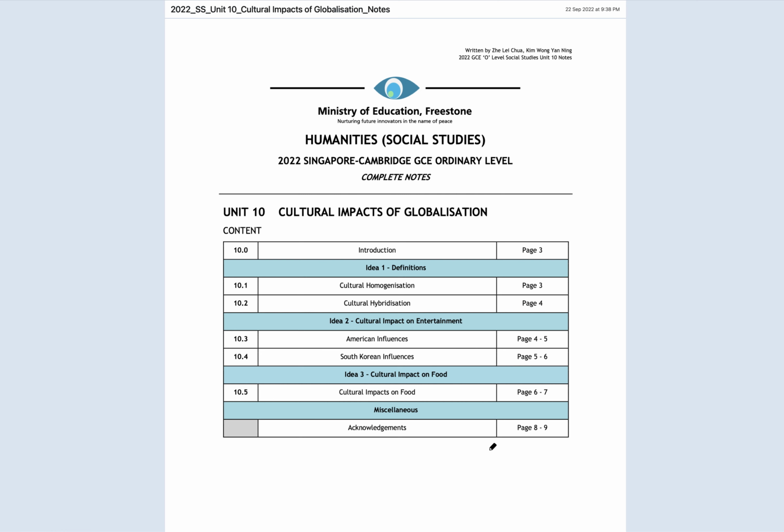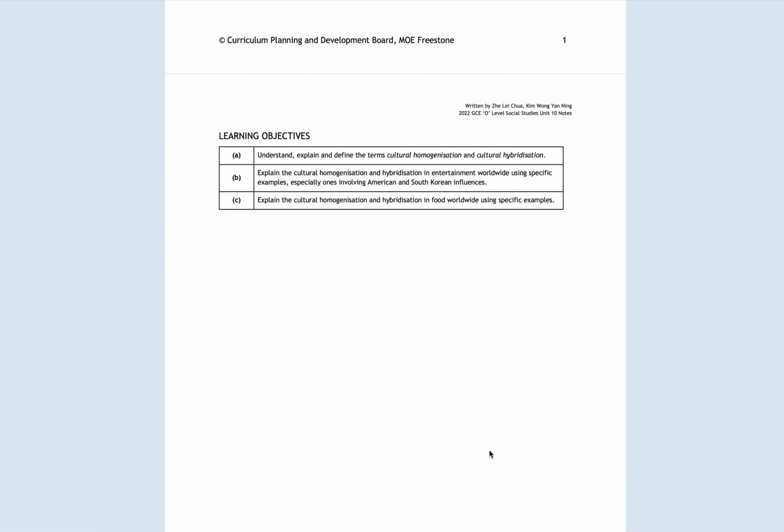Today we're going to do unit number 10 on the cultural impacts of globalization. Now, this unit is going to be quite simple to understand. There's two main concepts you need to understand, and everything else is just examples. This is the second genre of impact that we're going to study with regards to globalization. There's one more left, which is the security impact of globalization, which is unit 11, which we'll talk about in the next lecture. Now, let's get straight into it.